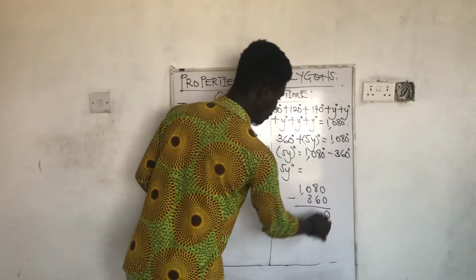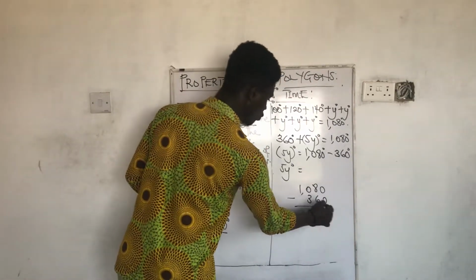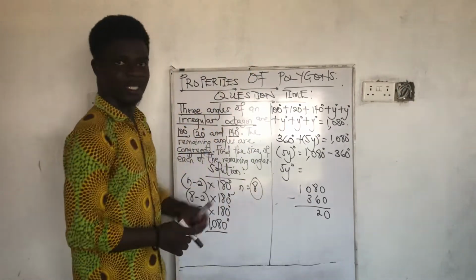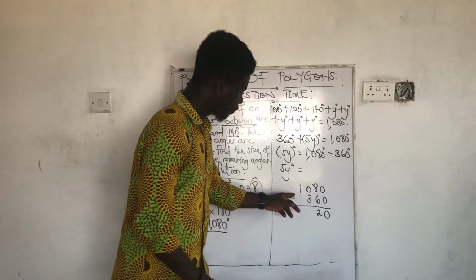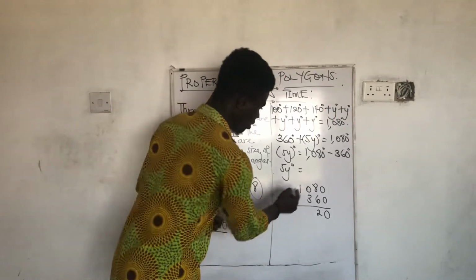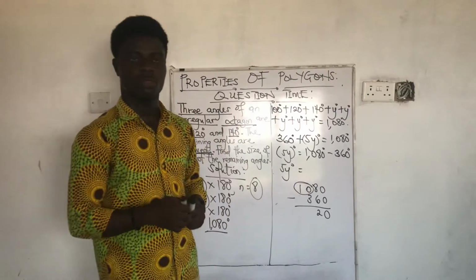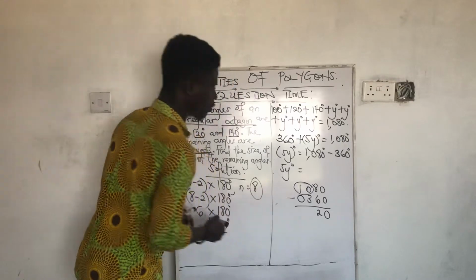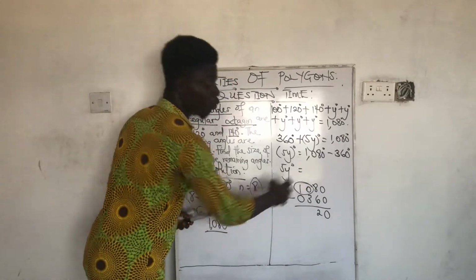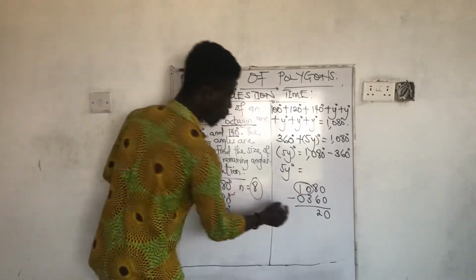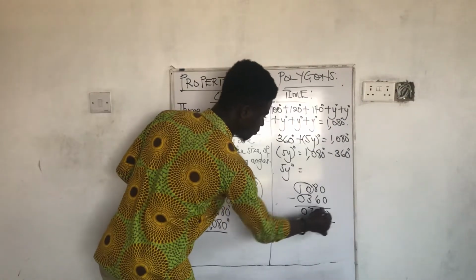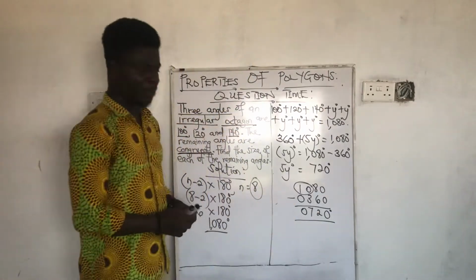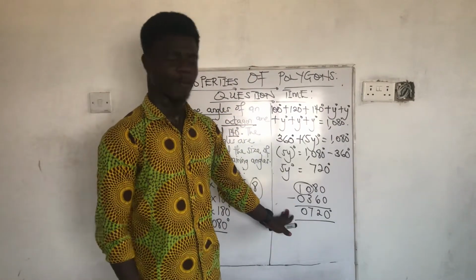You can do our subtraction now. So 0 from 0 is 0. 6 from 8 is 2. Then now, 3 from 10. 3 from 10. Do you understand that? So let's bring 0 here so that it will be 10 minus 3. So that we will get our 7 degrees. So our answer is what? 720 degrees. I believe we understand this simple subtraction here.